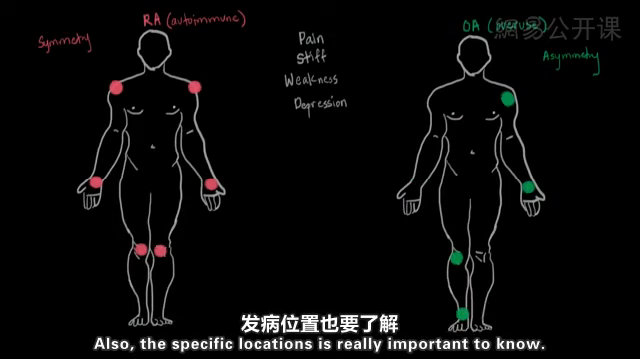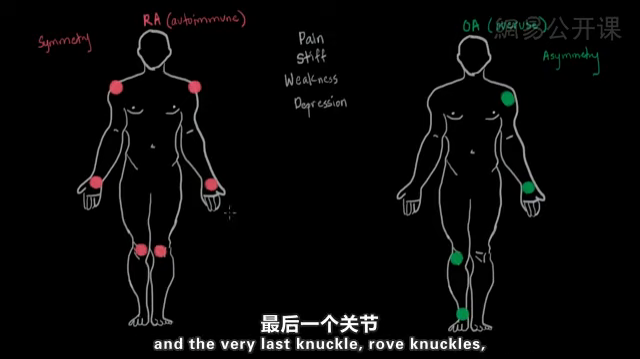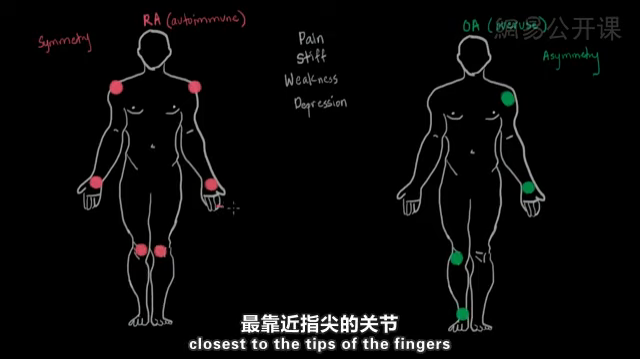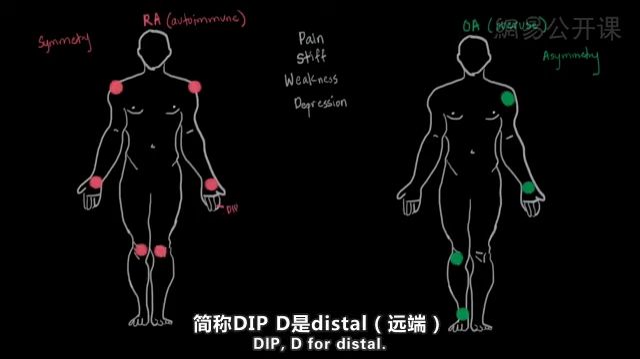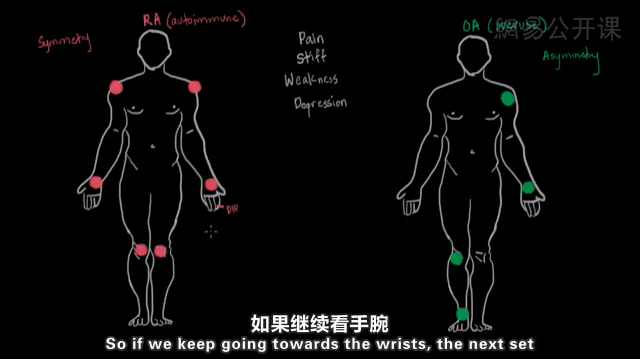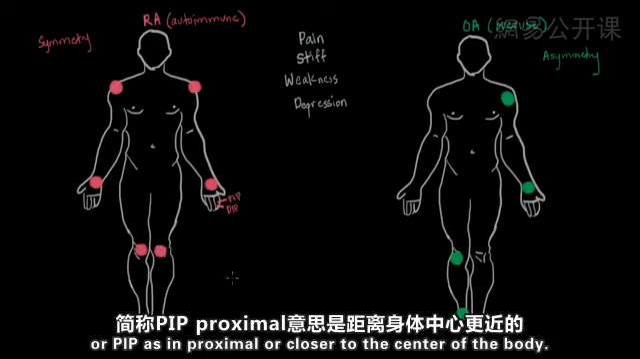Also, the specific locations are really important to know. So in our hands, we have different knuckles, right? The very last row of knuckles, closest to the tips of the fingers, are called the distal interphalangeal joints, DIP. D for distal. If we keep going towards the wrists, the next set is called the proximal interphalangeal joints, or PIP, as in proximal, or closer to the center of the body.